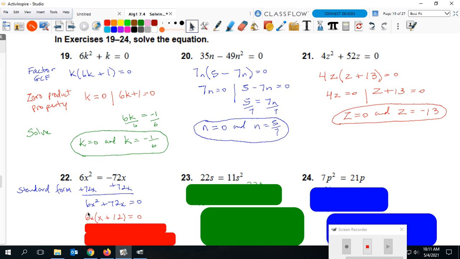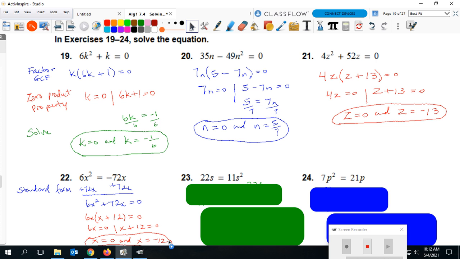You can always check your factoring by multiplying back in to see that you got that correct, and that there are no more common factors between these two terms in the parentheses. From here, you're going to do the zero product property. So again, 6x equals 0, and x plus 12 equals 0. This one obviously is 0 because it's a monomial, so x is equal to 0 there. Subtract 12 and you're getting negative 12 as well. So 0 and negative 12 is our answer for 22.